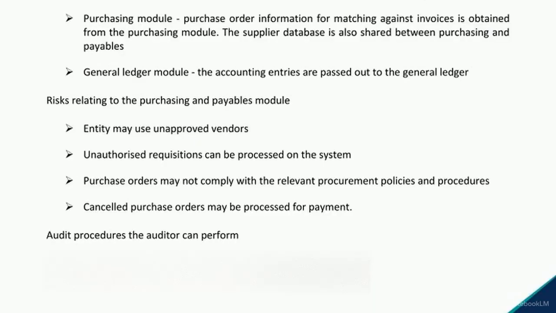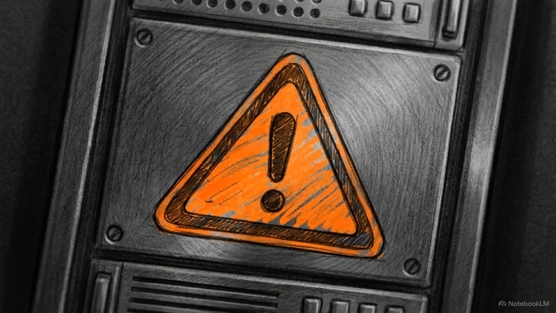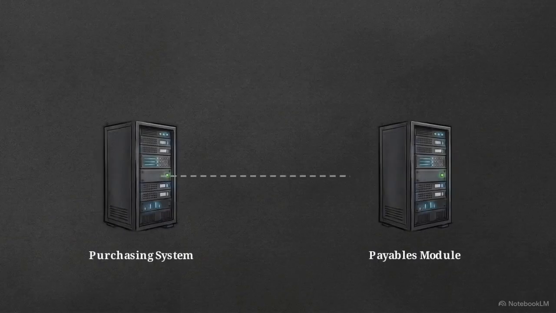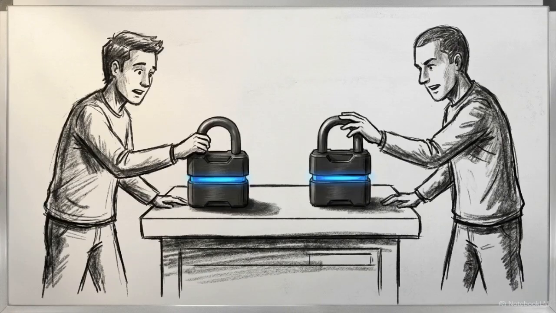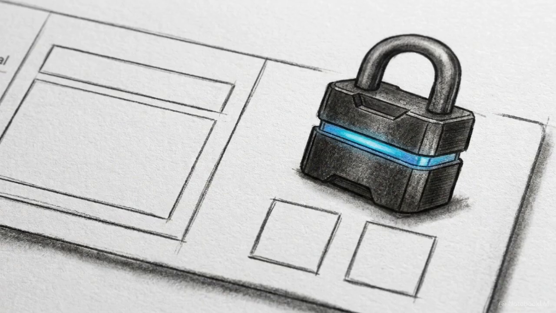During these walkthroughs, as highlighted in the risks section here, you actively look for vulnerabilities in the design, such as the ability to use unapproved vendors or process unauthorized requisitions. You also evaluate the automated error rules. If the payables module goes offline for maintenance, you need to know exactly how the purchasing system queues the data for an automated retry. To prevent internal fraud, the design must also mandate dual control over sensitive fields, requiring a second set of eyes before master data like bank routing numbers can be changed.